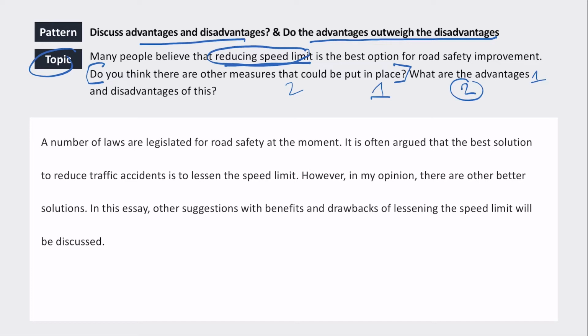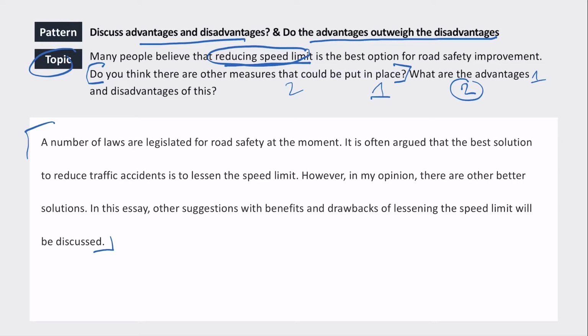So let's take a look at what this candidate has done. So in the introduction, a number of laws are legislated for road safety at the moment. It is often argued that the best solution to reduce traffic accidents is to lessen the speed limit. However, in my opinion, there are other better solutions. In this essay, other suggestions with benefits and drawbacks of lessening the speed limit will be discussed.